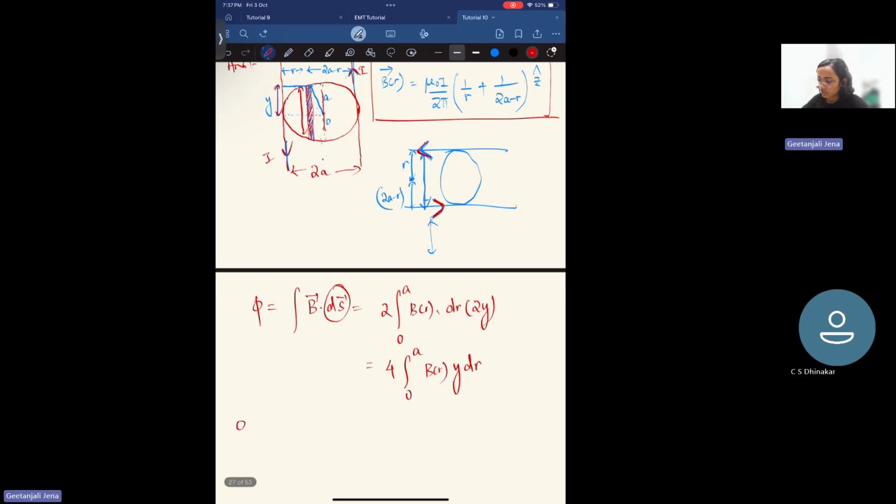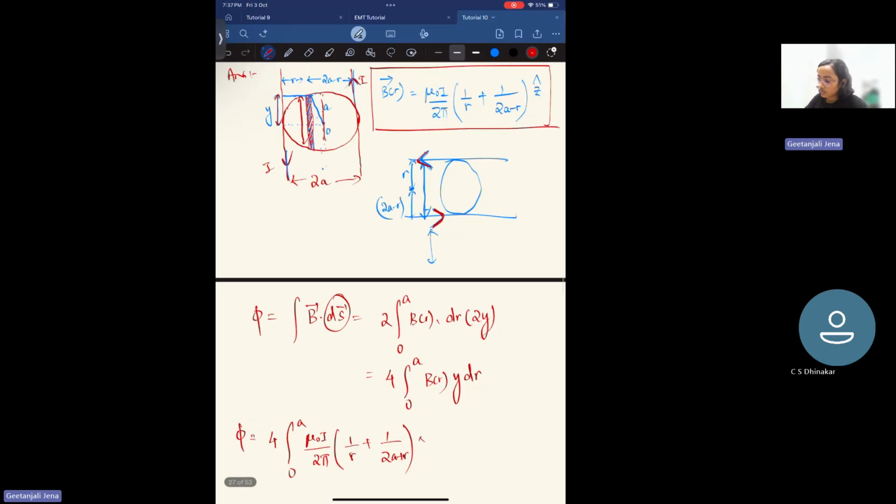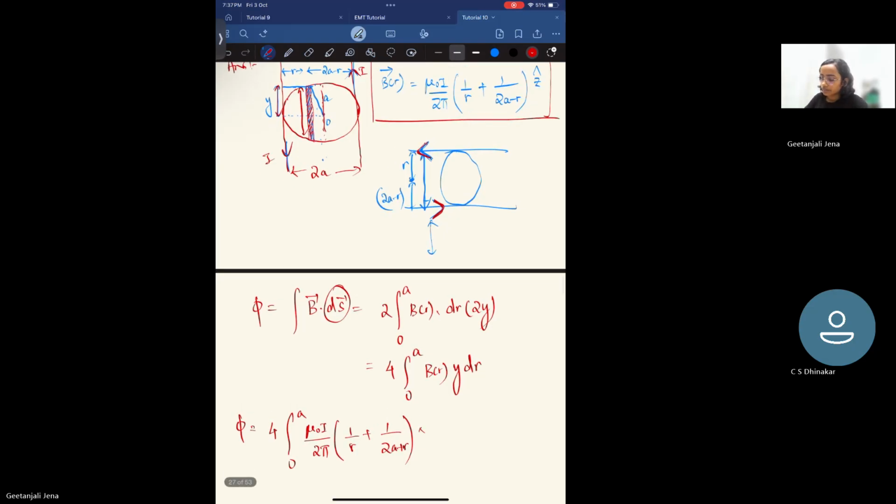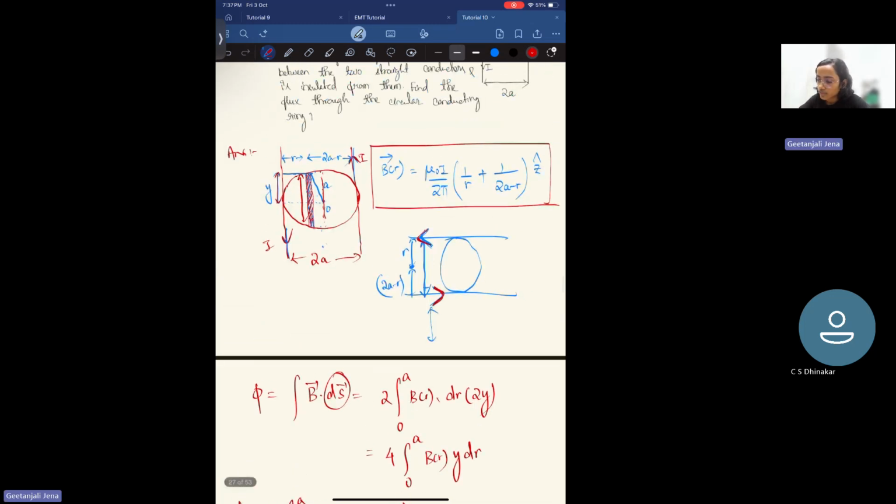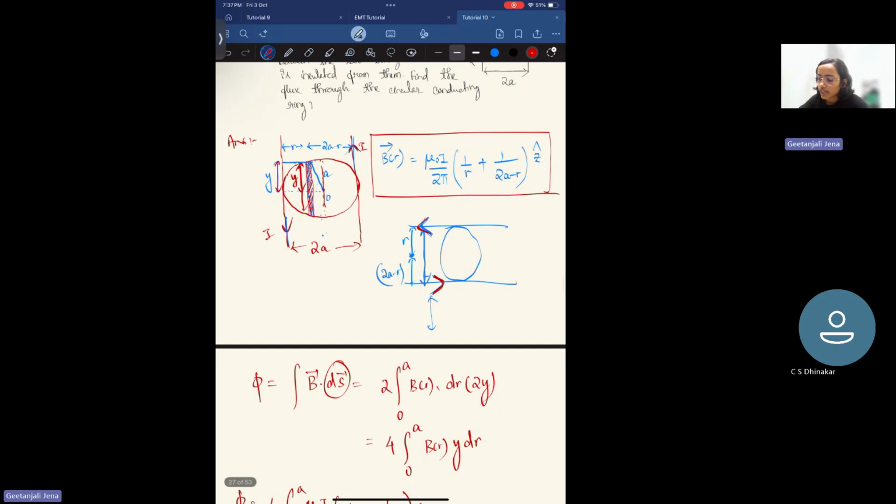So the flux is ∫ from 0 to a. Br is μ0 I by 2π times (1 by r plus 1 by (2a minus r)). And what is y in terms of r and a? If you see this figure, this distance is y.